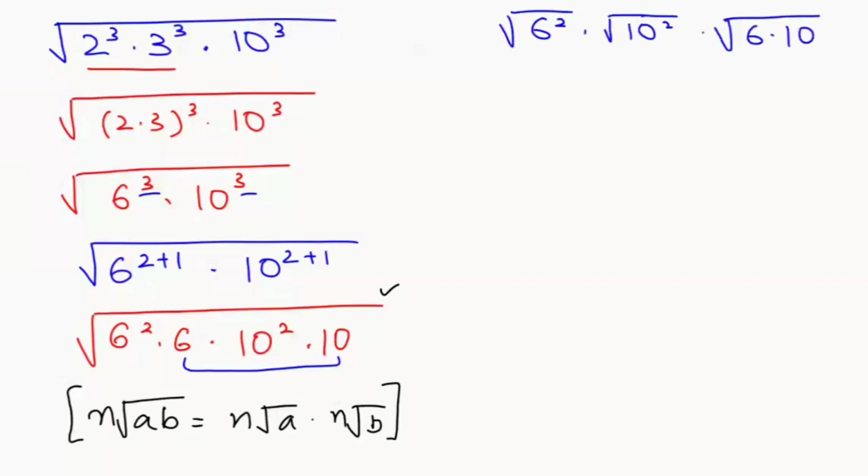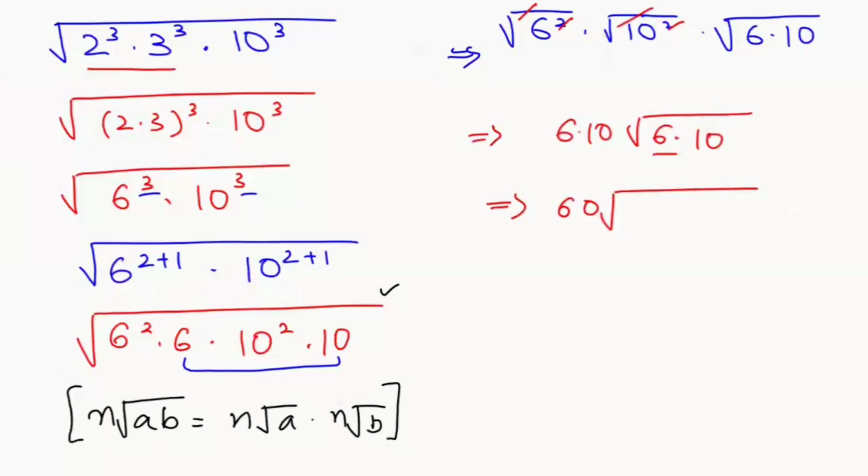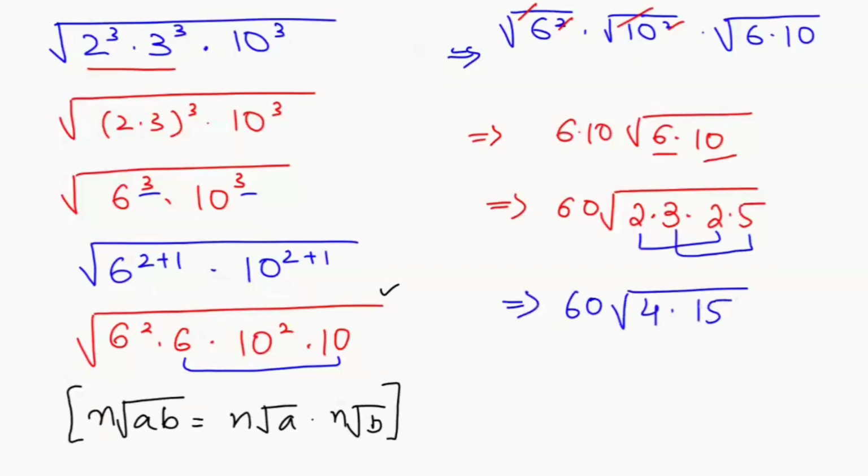6 times 10. Here this and this get cancelled. This and this get cancelled. You'll get 6 times 10 root of 6 times 10. Here this I'm going to write as 60 times root of, and here I'm going to write 2 times 3 times, and in replacement of this 10, I'm going to write 2 times 5. Now we're going to multiply this with this and this with this. So here we get 60 times root of 4 times 15. And the root of 4 we have is 2, so 2 root of 15. And 60 times 2 gives us 120 root of 15.